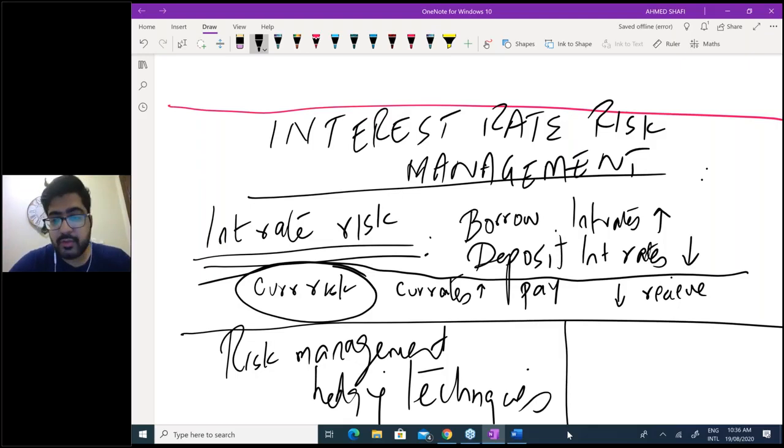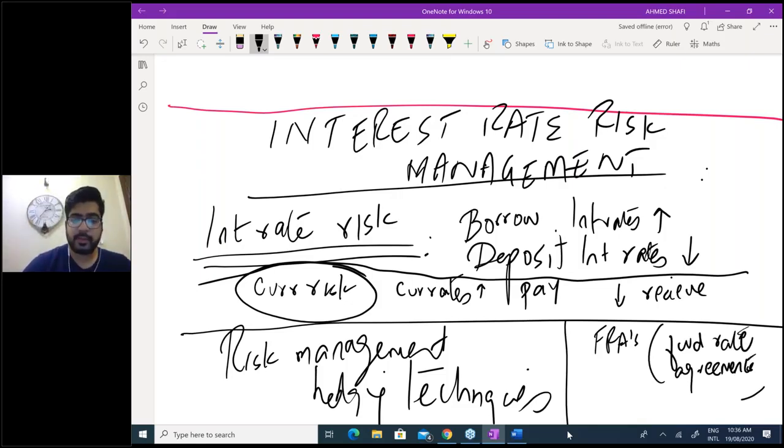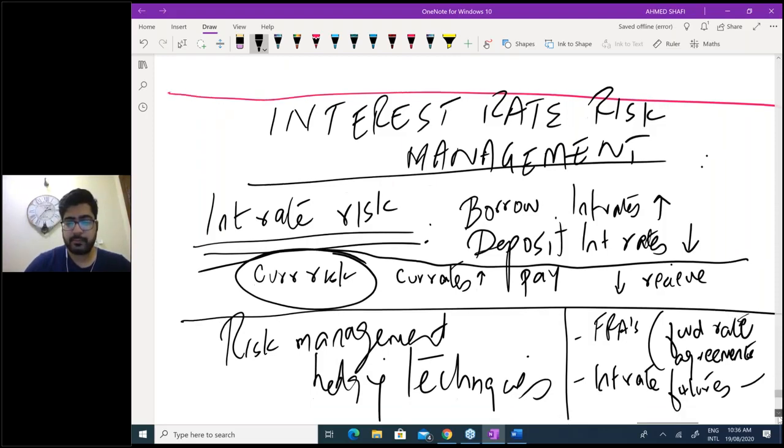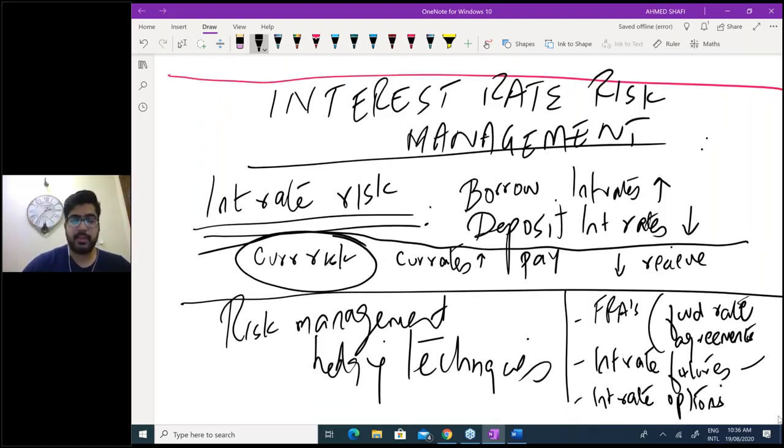Now, the most commonly used hedging techniques in interest rate risk management are FRAs, called forward rate agreements, interest rate futures, and interest rate options.